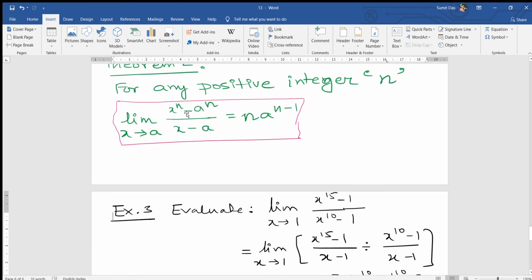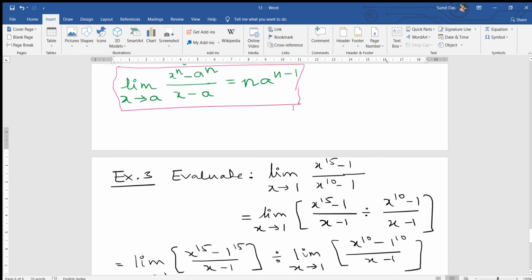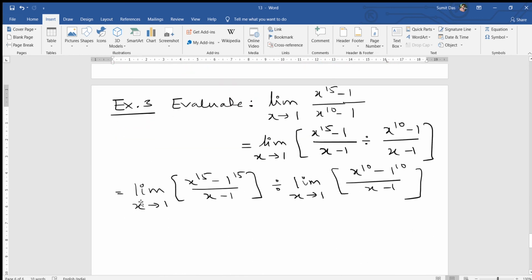We can use this one, x to the power n minus a to the power n. So what is the formula? n into a to the power n minus 1. What is n here? Here n is 15 into a. What is a? a is 1, and 15 minus 1. So this is one part.